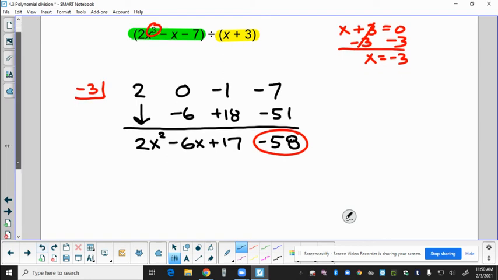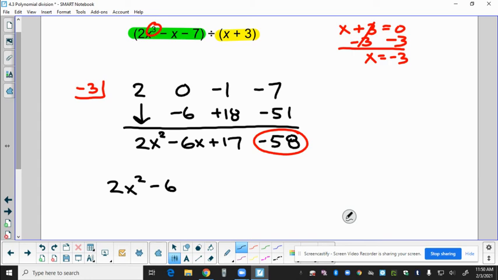Let's write this in final form here. So this would be 2x squared minus 6x plus 17 plus a -58 over the divisor, x plus 3. And there you go. Pretty cool, huh? Pretty fast. Same answer that I would get if I did long division.